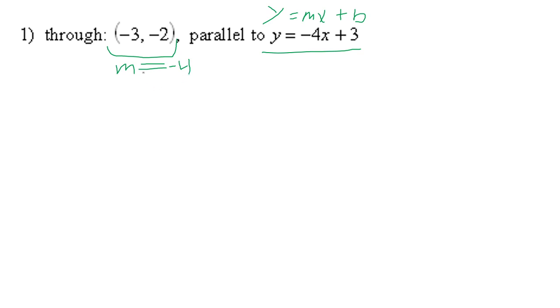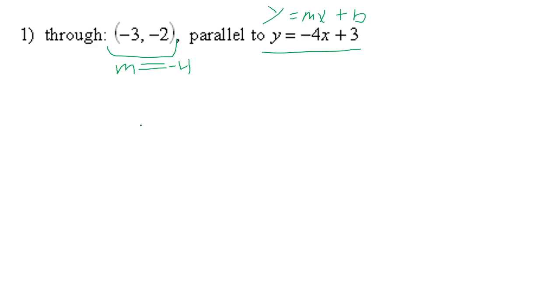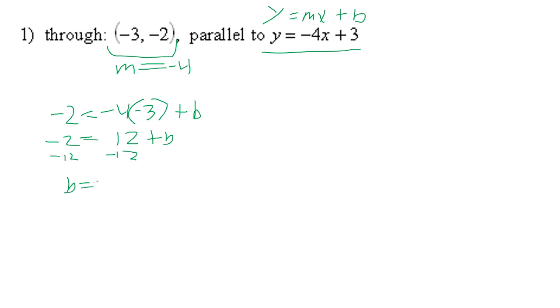Okay? So once we have the slope, thinking back to our order, we know our equation y equals mx plus b. We have our slope. Now we got to plug in our y and x values to find our b, our y-intercept. So that's what we're going to do. We're going to say -2 is our y, equals -4 times x. Our x is -3, plus b. And just solve for b. So -2 equals -4 times -3. Negative times negative makes a positive. 4 times 3 makes 12. Plus b. Subtract 12 from both sides, and you get b equals -14.